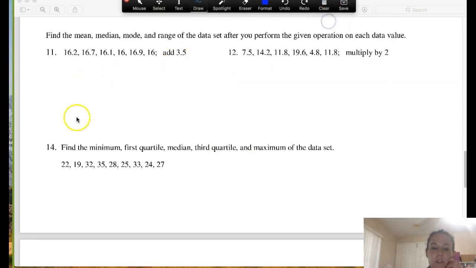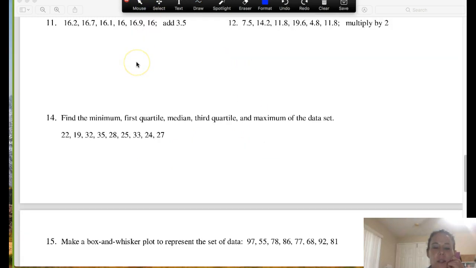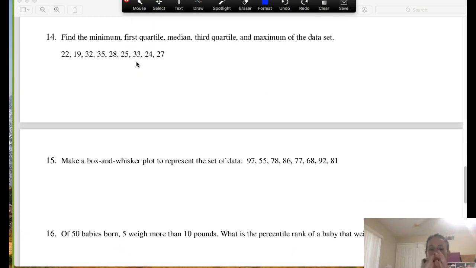Okay, guys, let's go to 14. Find the minimum, first quartile, median, third quartile, and maximum for this set of data. And the reason we do that is to make the box and whisker plots. And you can look at sets of data and see how they're skewed or how they're clumped together. It's helpful for looking at data for doing this. So in order to do this, you need to make sure that you order your numbers from least to greatest.